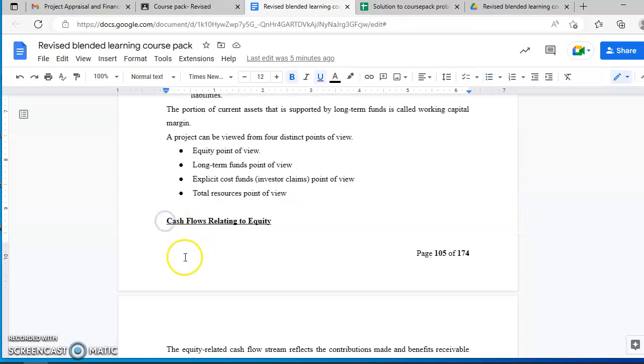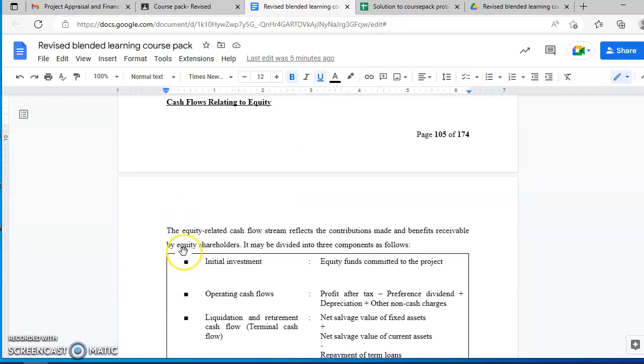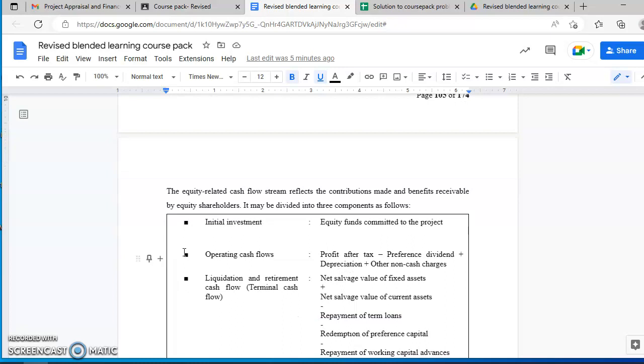Cash flows, again, when I say cash flows, means net cash flows. Net cash flows is equal to initial investment, operating cash flows and terminal cash flows. So these three important components will have to be there for us to calculate the net cash flows.